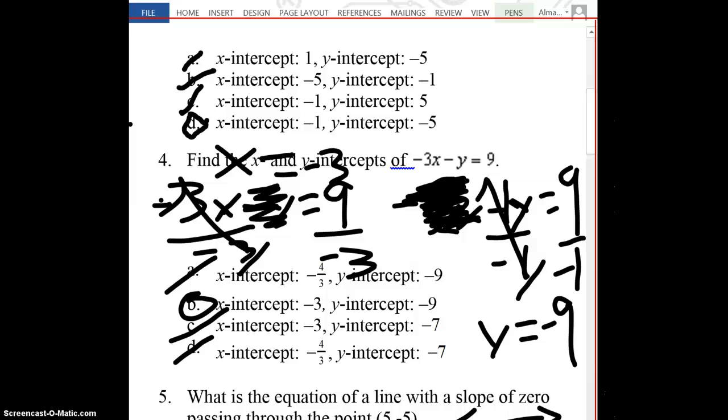is putting our point on our coordinate plane. So we have (5, -5) is down here. We know that we're looking at a horizontal line, so our line is going to look something like this. And this is (5, -5). And this is where the line crosses the y-axis, so this is a y-intercept.